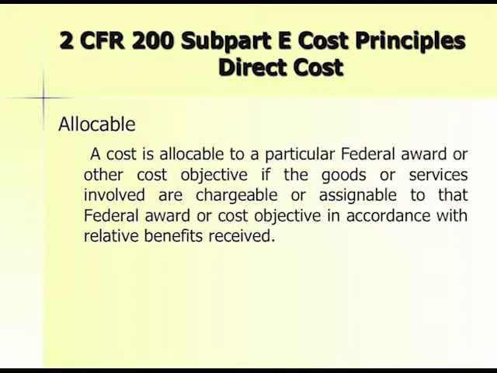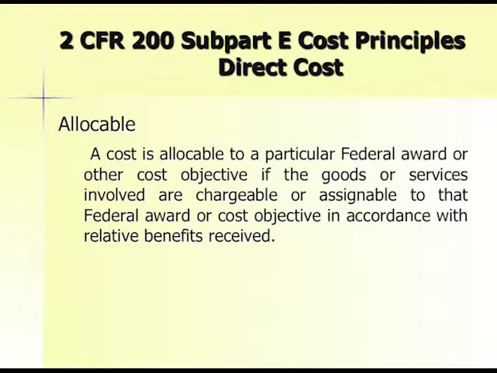Okay, so once we get by that, we want to look at allocability. It has to be allocable. What do I mean by allocable? That means that the award had to receive the direct benefit of that cost, of that service. You can assign it to that particular award.